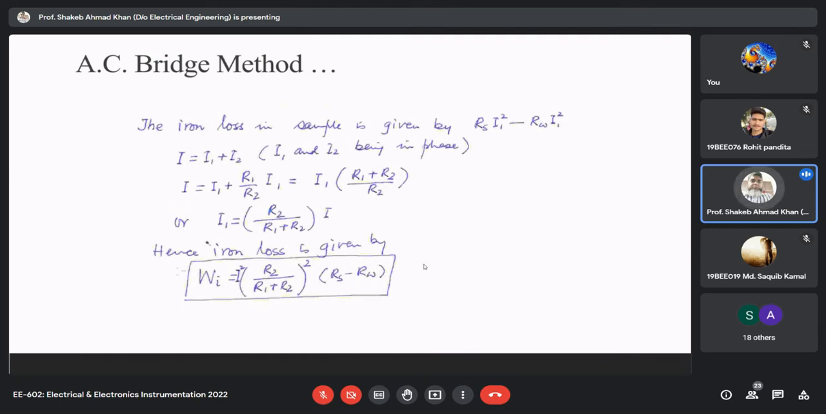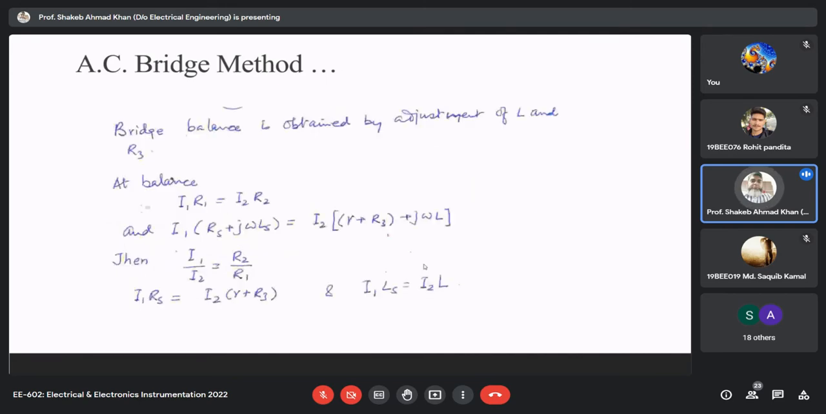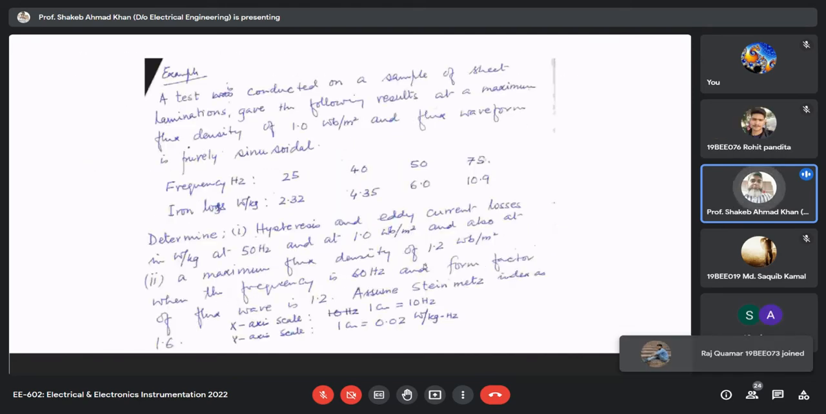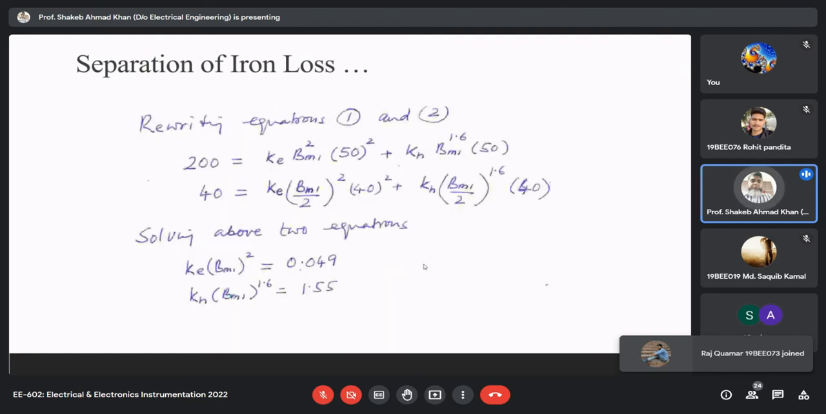If you have any query regarding these topics, you can ask, please. There are some more topics in the magnetic measurements, but right now, after covering these topics, I'm switching to another important topic of this unit, that is the oscilloscope. Then later on we'll discuss other topics also.